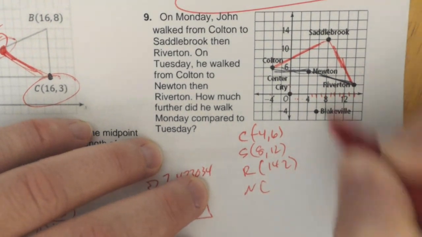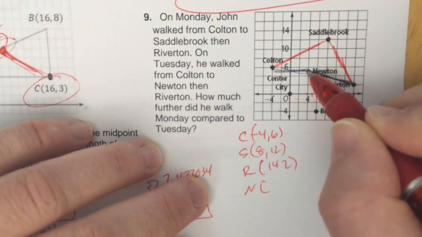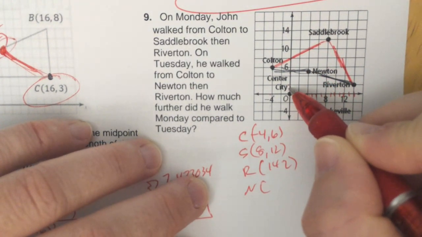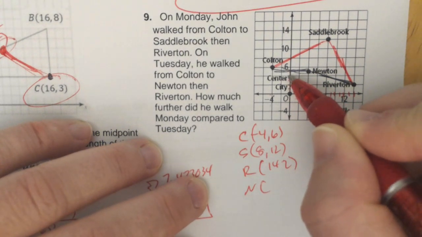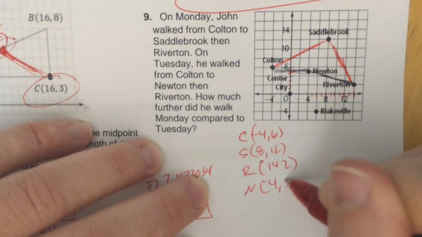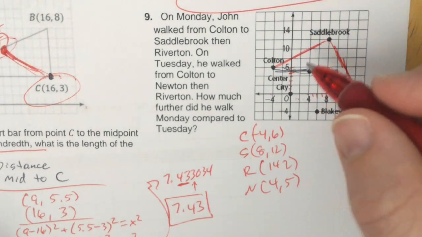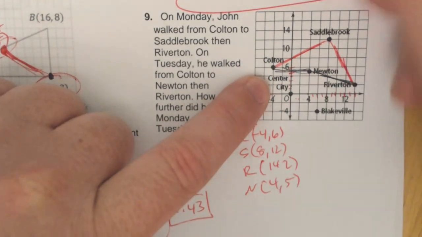And where's Newton? Newton is at 4. Now it's right smack dab in the center, but is that 0.5? No, that's 1, 2, 3, 4, and that's 5. So that's 4, 5. So be aware of where those locations are. Okay, so Colton.